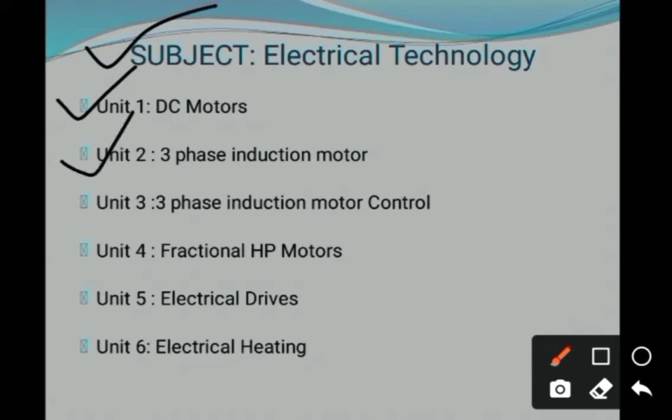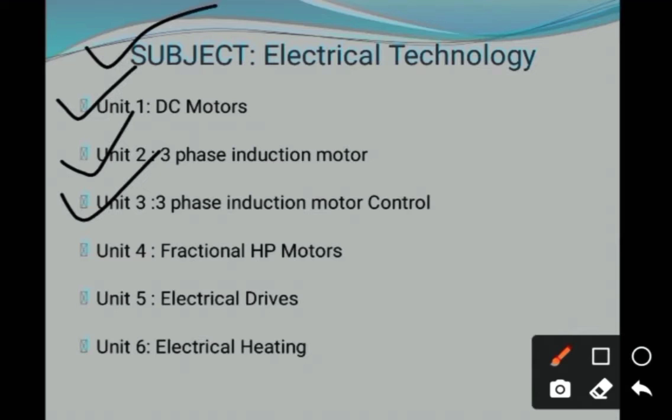In second unit, we are going to see construction and working of three-phase induction motor, torque speed characteristic of three-phase induction motor, torque and speed equation of three-phase induction motor. The third unit is related to the second unit, that is the three-phase induction motor control.